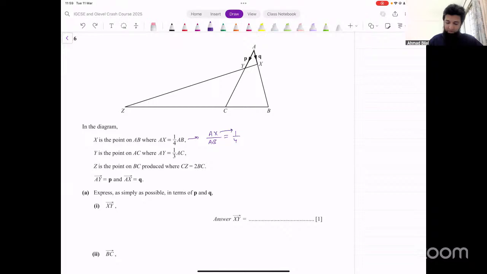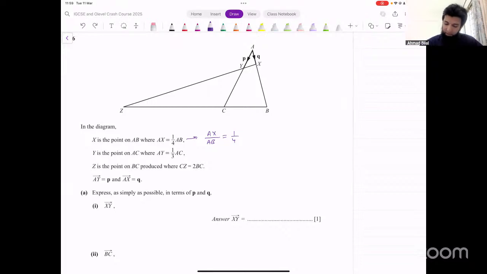What does that mean? If this length is 1 from A to B, if this length is 1, then what is the total length here? This is 4. What does that say about the vector AB? AX vector was Q. What about AB vector? What would that be? We'll just multiply that by 4. So we can say from this, we understand the vector AB is therefore going to be 4 times Q.